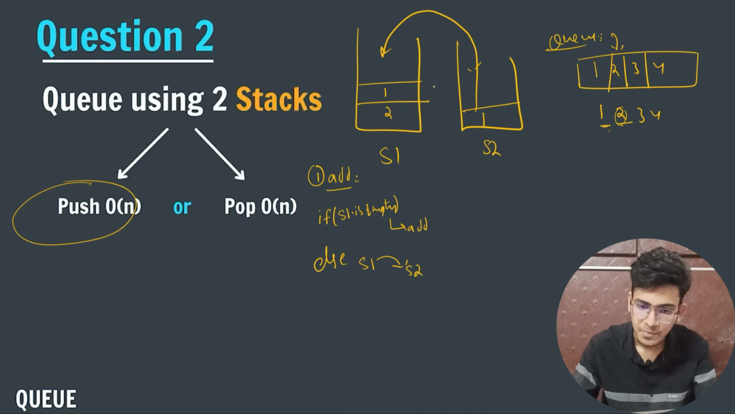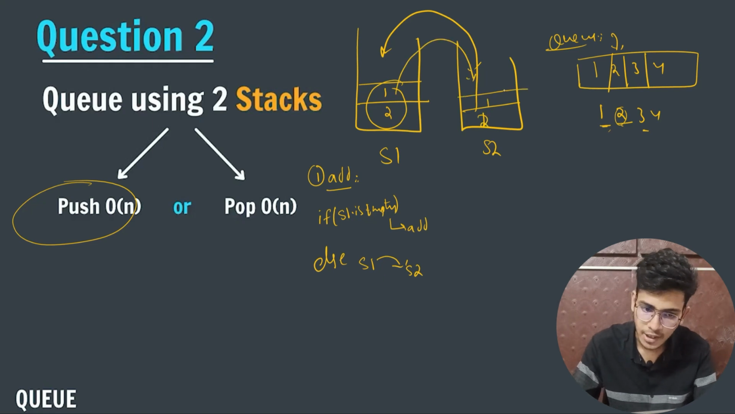Right, after that here I need to add 3, right? So what I will do is I will send these 2 elements to here. So 2 and 1 will come here, right? 1 and 2 will come here. After that I will add 3. Like this order I will follow in the add operation.